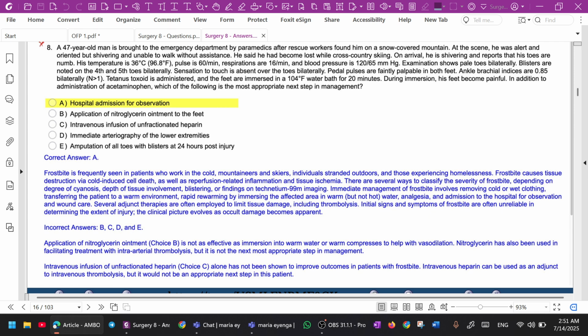Several adjunct therapies are often employed to limit tissue damage, including thrombolysis. Initial signs and symptoms of frostbite are often unreliable to determine the extent of injury. The clinical picture evolves as occult damage becomes apparent.